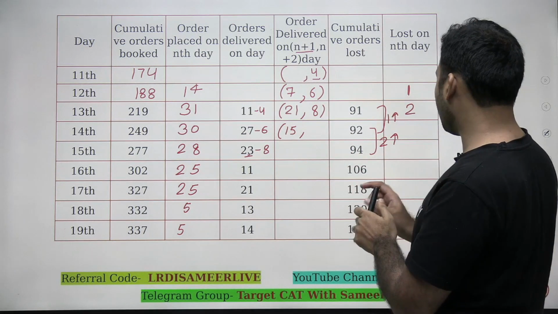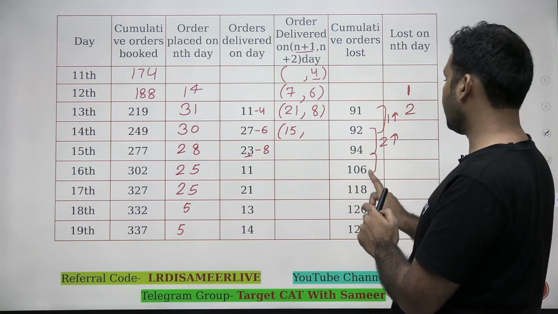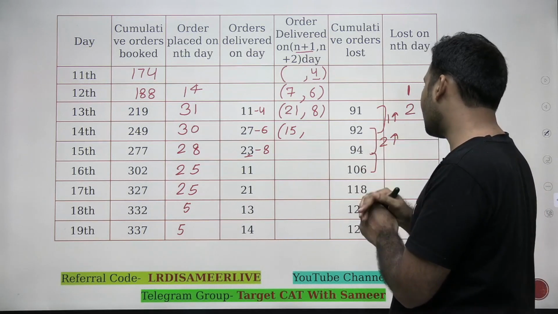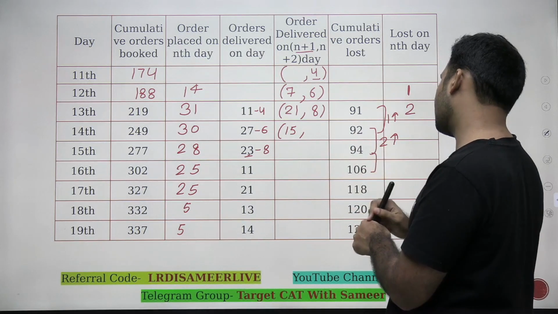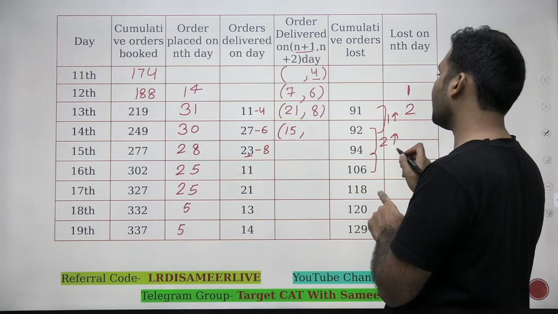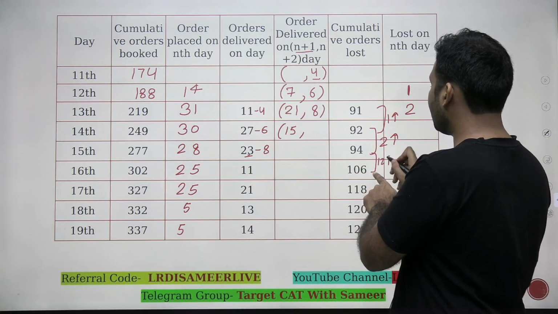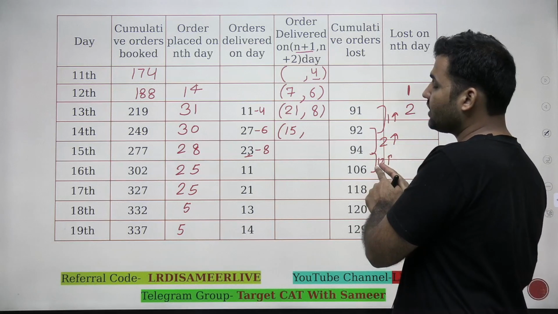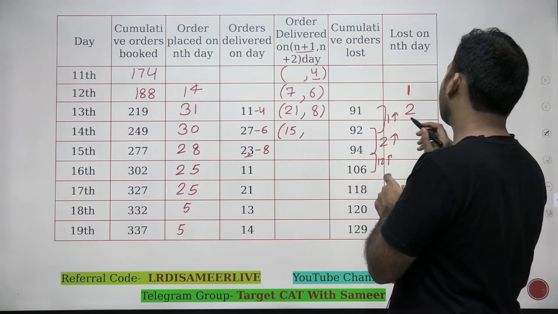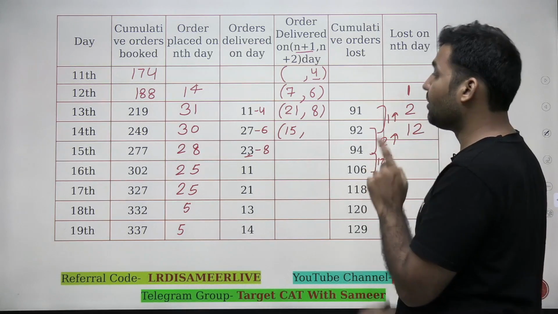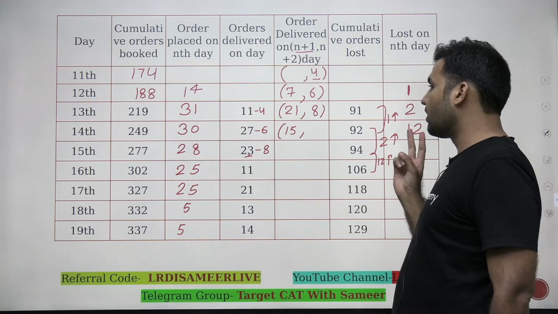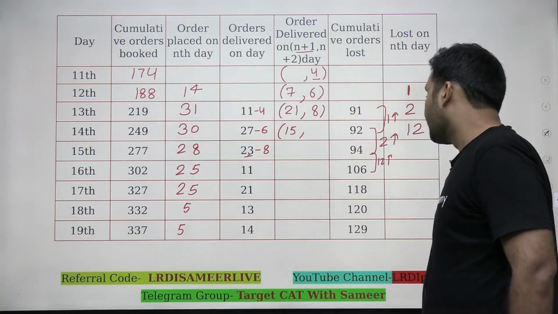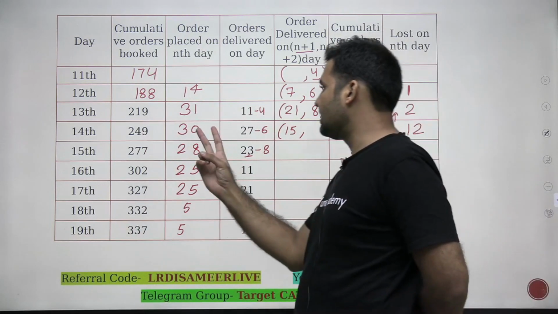And then if you look at the increase in the number of lost orders, when I'm going from 15 to 16, the increment in the number of lost orders is given to me as 6 plus 6, that means 12. And this increment of 12 is because of the 12 orders which have been lost, and these 12 orders which have been lost must be of 14th, because these 12 orders which are placed on 14th, not delivered till 16th, will be counted as lost.